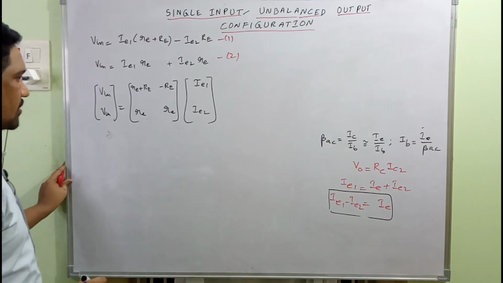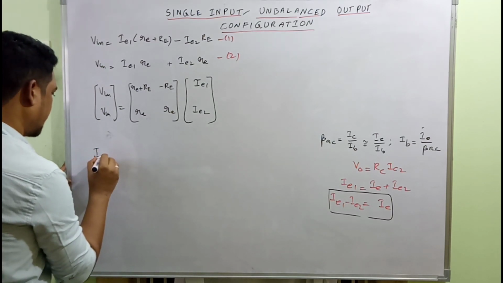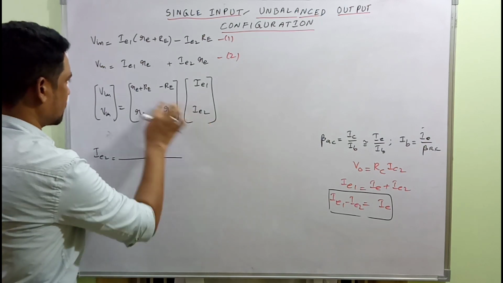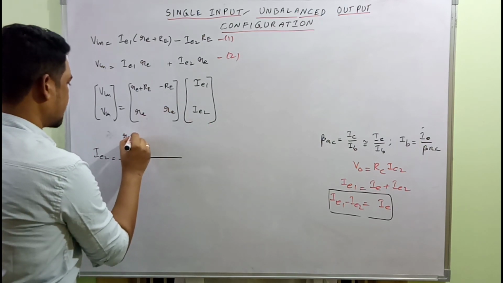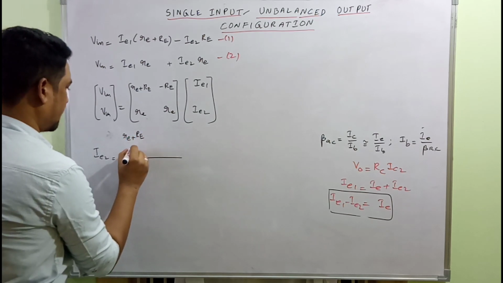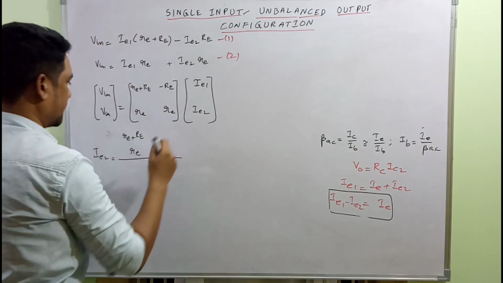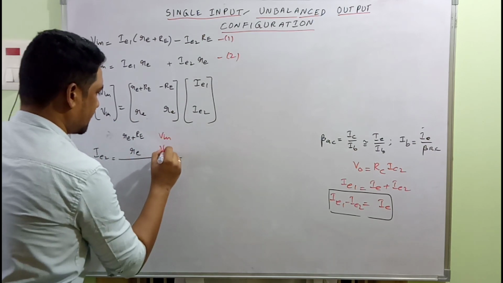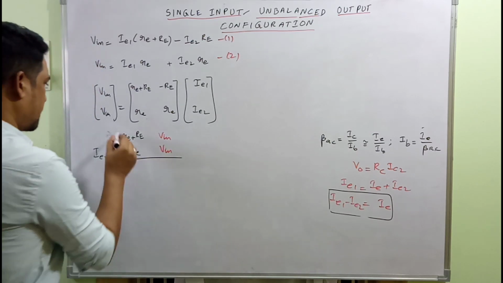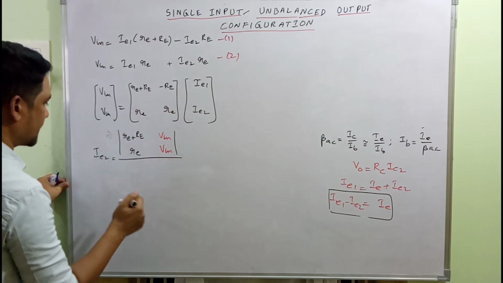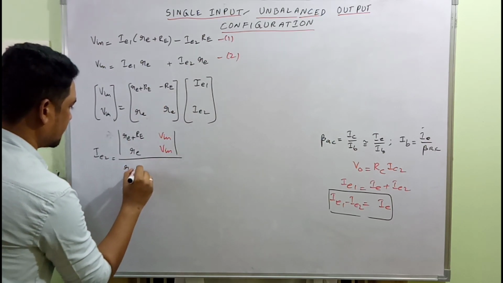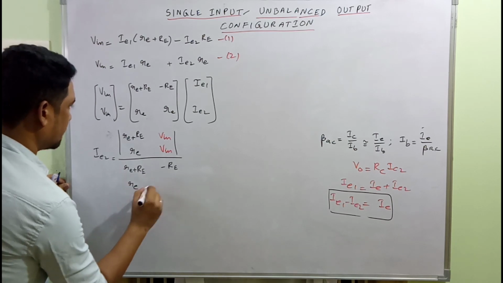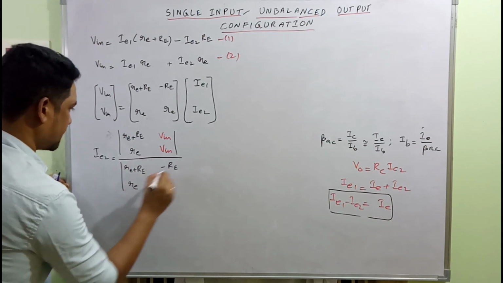So how to evaluate for IE2? Here we need IE2. How to evaluate for that? Making use of Cramer's rule. Cramer's rule, that will be very convenient for us. So IE2, this comes as it is. It's RE plus RE over here and RE, and this entire column comes over here. It's like plugging in V in, and this is also V in, and the determinant of this one, and in the denominator this comes as it is. It's RE plus RE, and it's a minus RE over this side, and here RE and another RE over here, and the determinant.